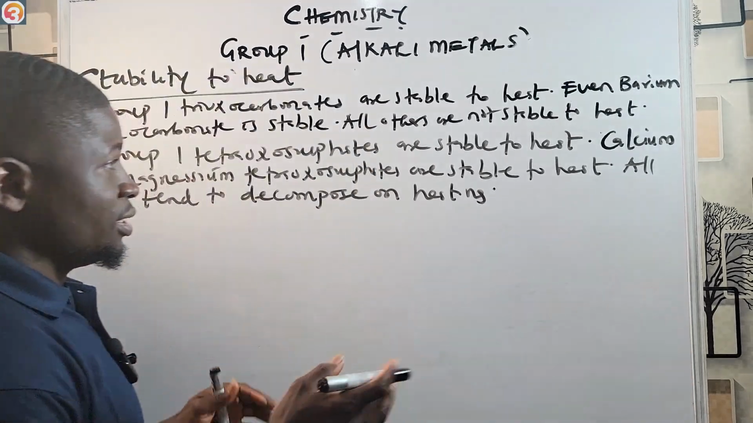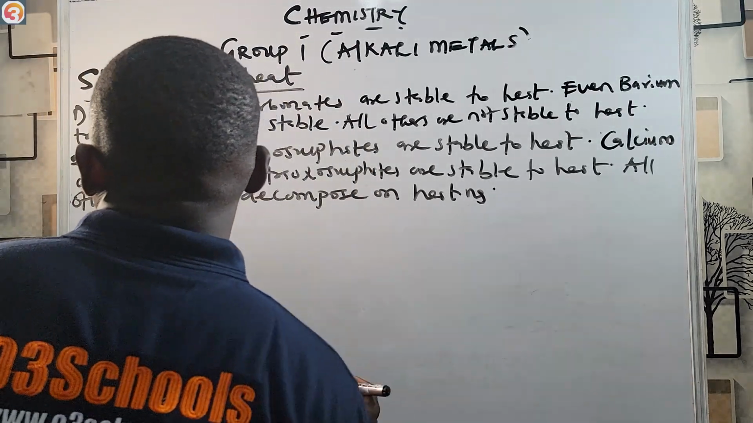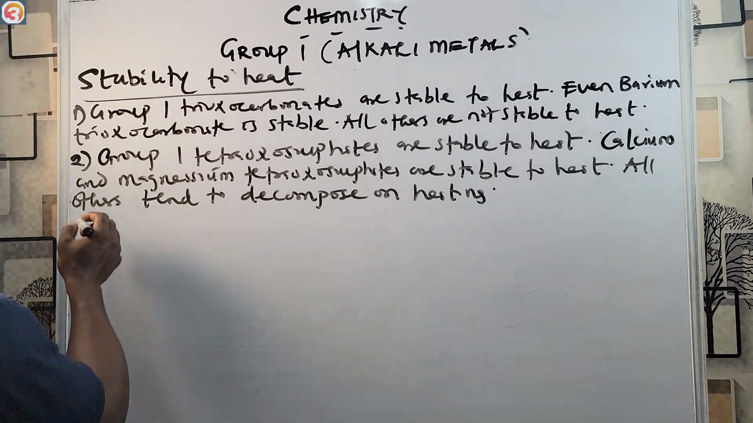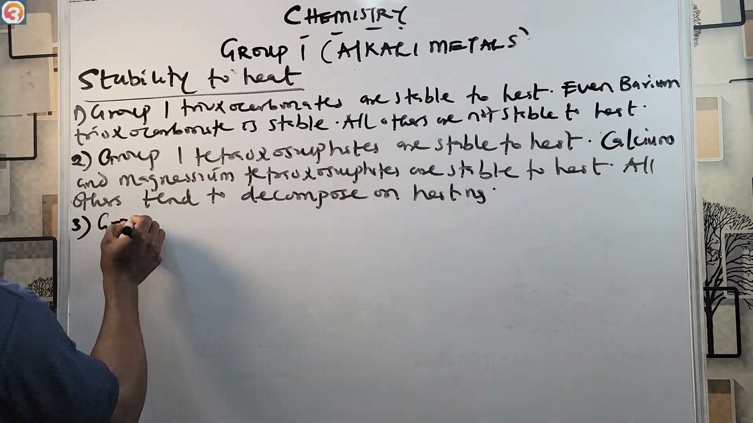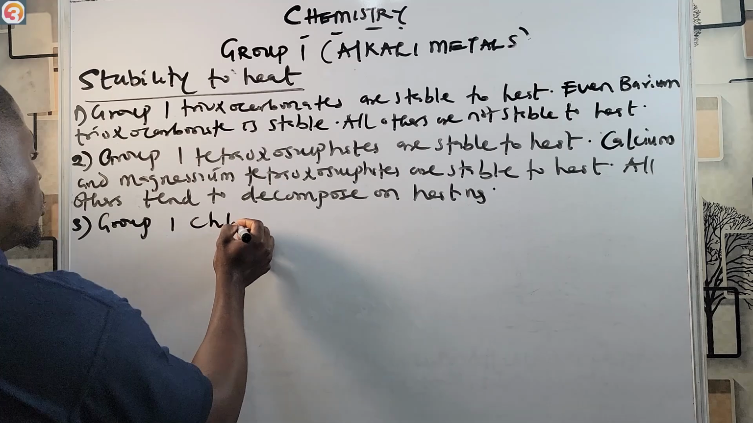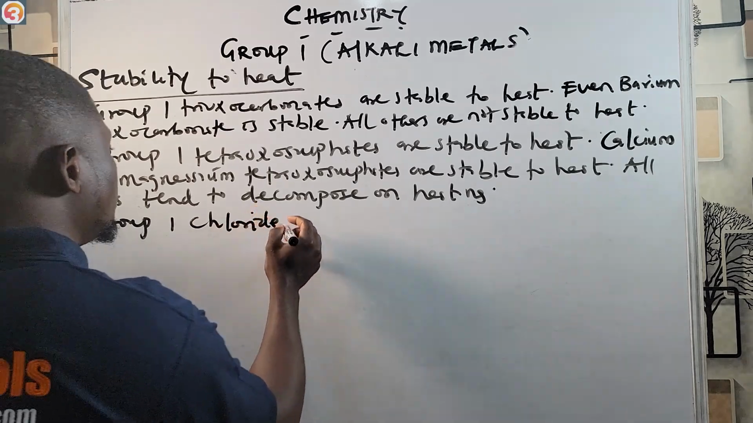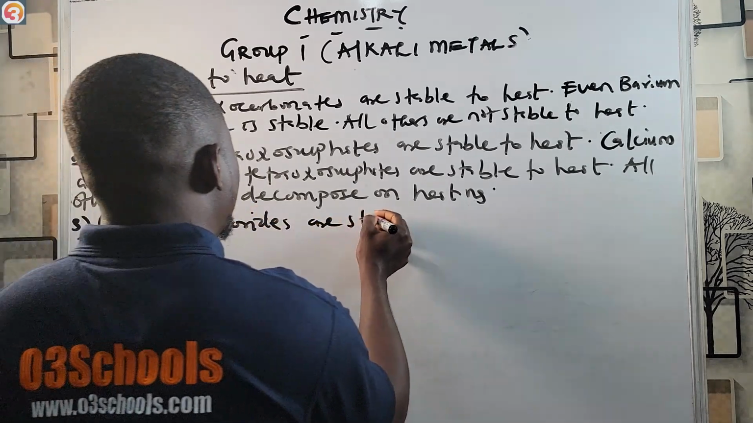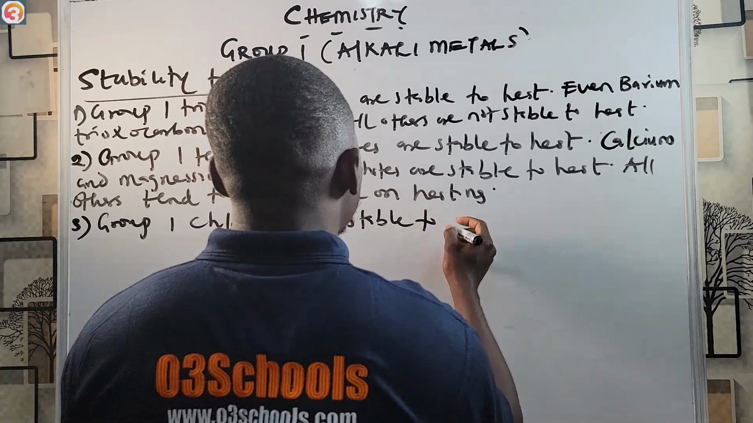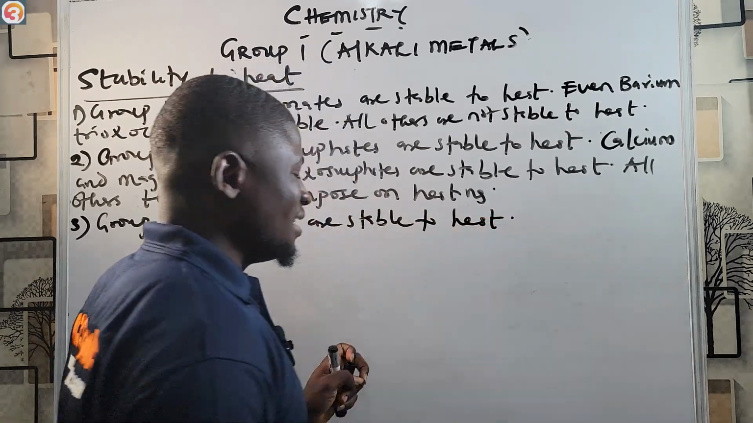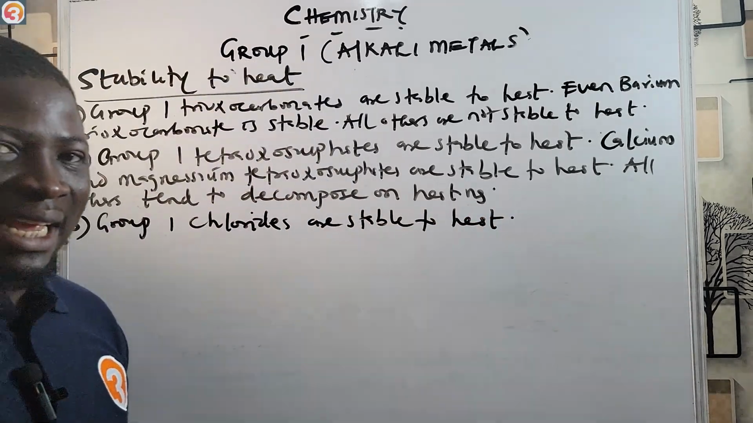They tend to decompose on heating. So please just take note of that. Now let's look at the chlorides. Group one chlorides also are stable to heat. Chlorides are stable to heat, and this is the reason why they are used in flame tests, right?